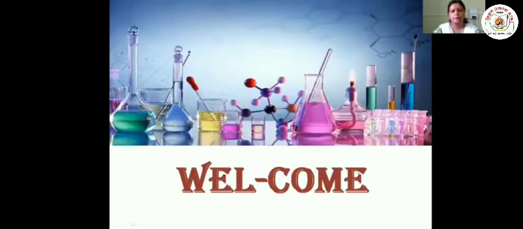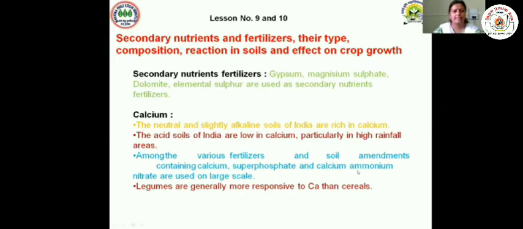Today we are going to take our next topic, secondary nutrients and fertilizers, their types, composition, reaction in soil, and effect on crop growth. What is meant by secondary nutrient fertilizers and which are the examples? Gypsum, magnesium sulfate, dolomite, and elemental sulfur are used as secondary nutrient fertilizers. Why are these used as secondary nutrient fertilizers? Because these fertilizers are the main source for the secondary elements.